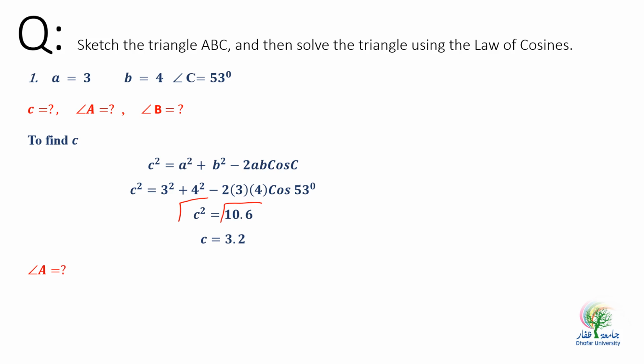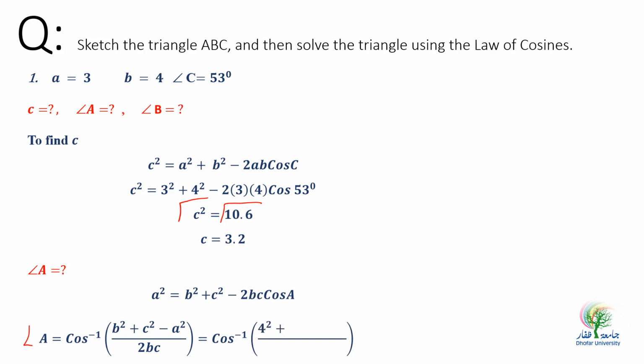To find angle A, we will use a square equal b square plus c square minus 2 bc cosine A, and our angle A will come cosine inverse of b square plus c square minus a square divided by 2 bc. Put the values, so the angle will come 47.5 degree.